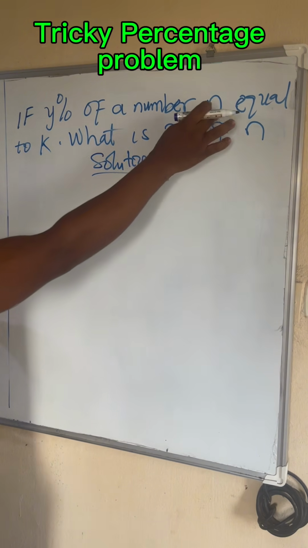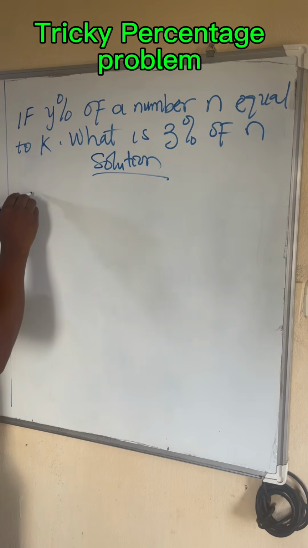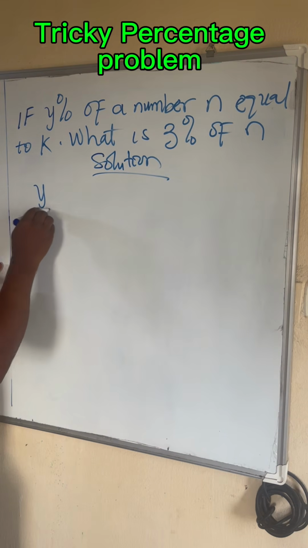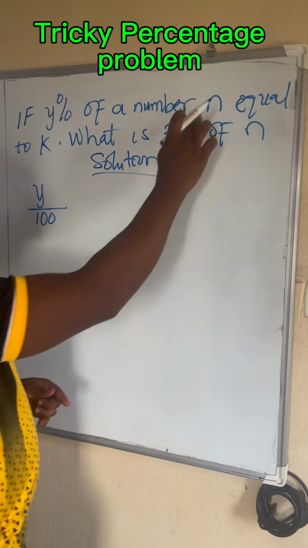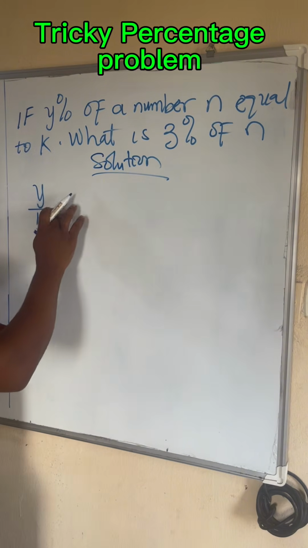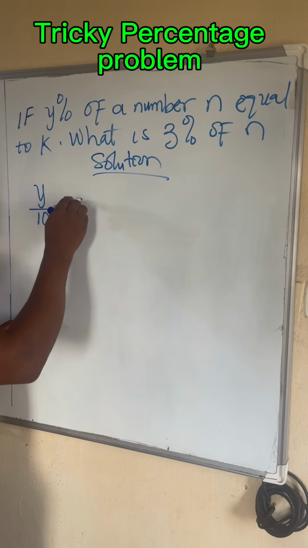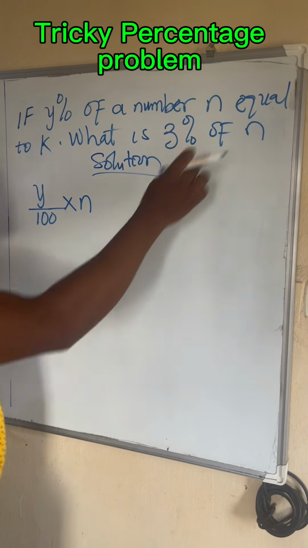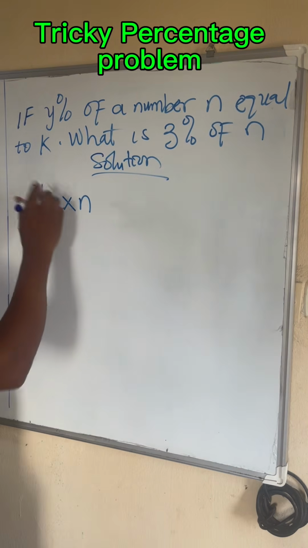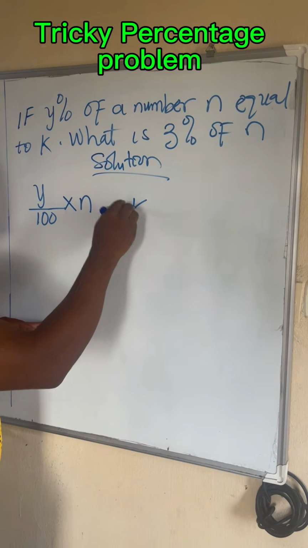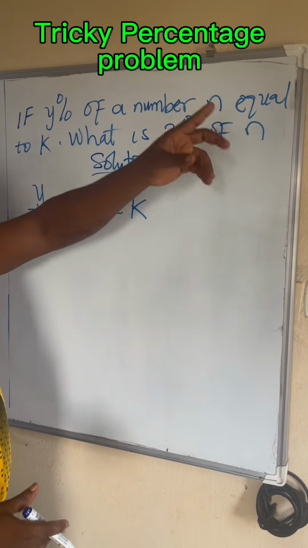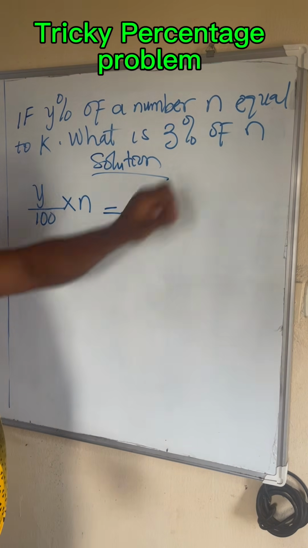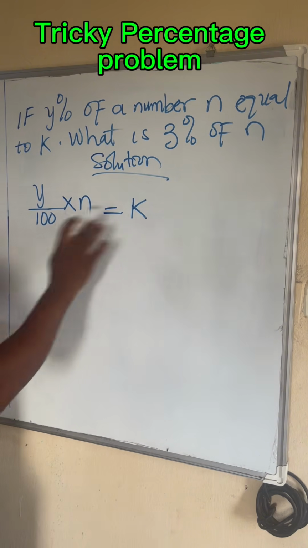Y percent of a number n is y over 100. Y percent is y over 100 of a number n. That is y over 100 times that number n. And it says that this number is equal to k. So this is the interpretation of that: y percent of a number n is equal to k.